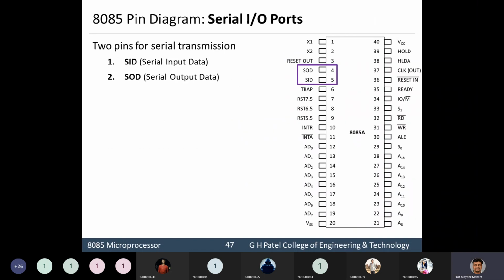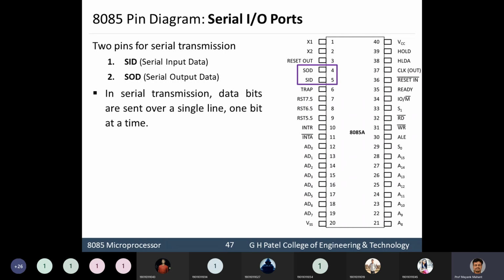Then we have SID and SOD. These signals are used for serial communication with the microprocessor. In serial transmission, data bits are sent over a single line, one bit at a time. We know parallel communication, and I think all of you know what parallel communication and serial communication are.